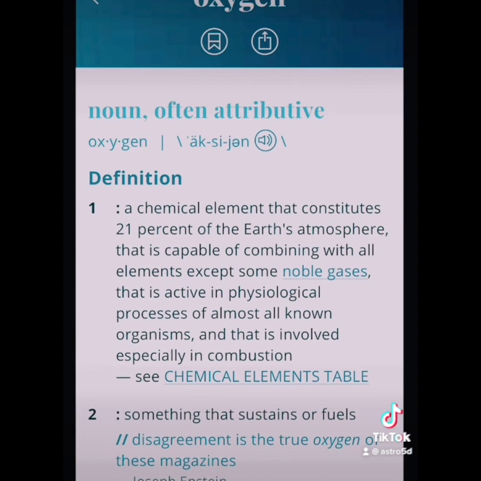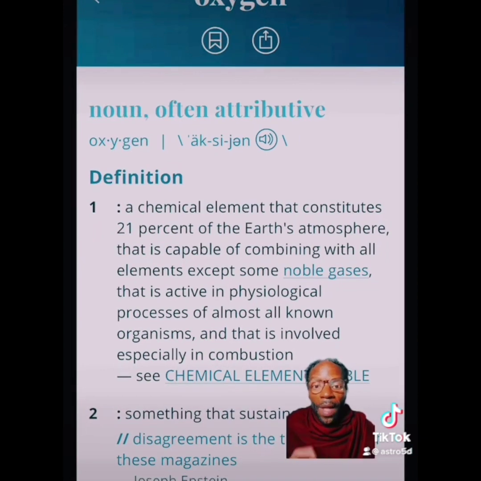Oxygen is a chemical element that constitutes 21% of Earth's atmosphere that is capable of combining with all elements. Stop right there for that one. For number 2, something that sustains or fuels. And that's true. What do you need to live? Exactly. Your body needs oxygen just like our reality.